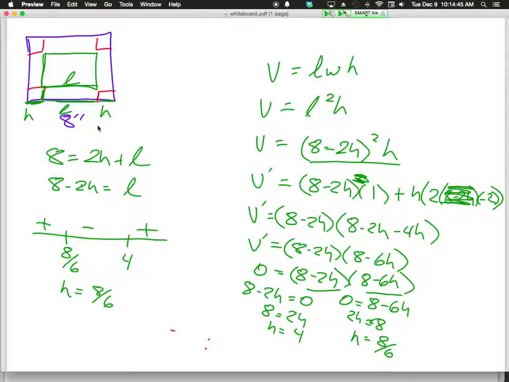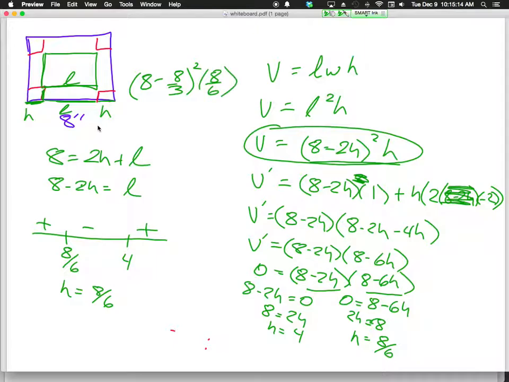So what do I want to do to find the volume now? Plug in 8 over 6. And I can plug it back in right there. Okay, so let's plug 8 over 6 in. All right, so I have 8 minus 8 over 6, so that's going to be 8 over 3. And square that, and then 8 over 6. Somebody that has a calculator, punch that in real quick. And let's see what we get.